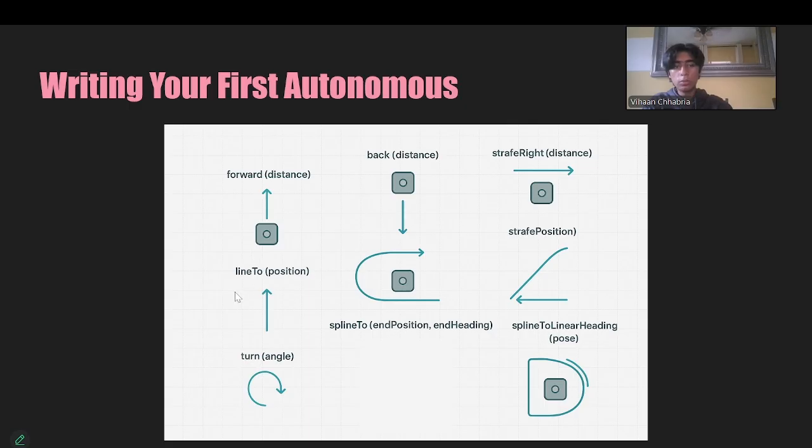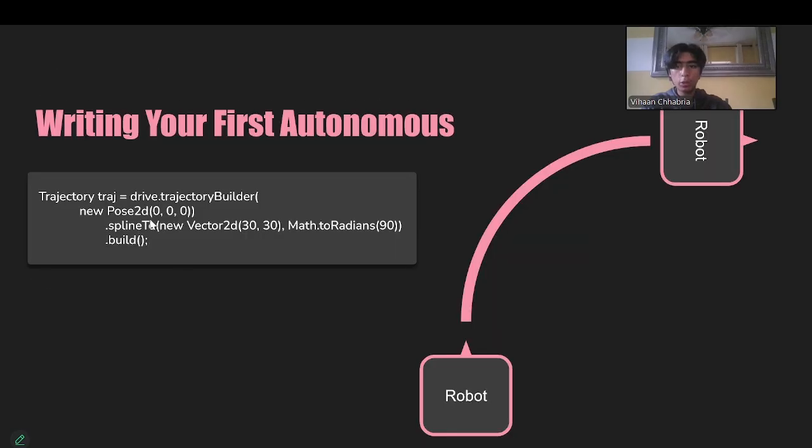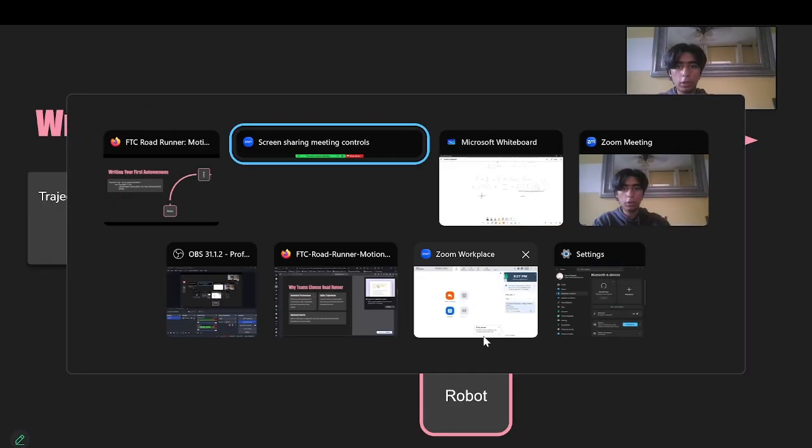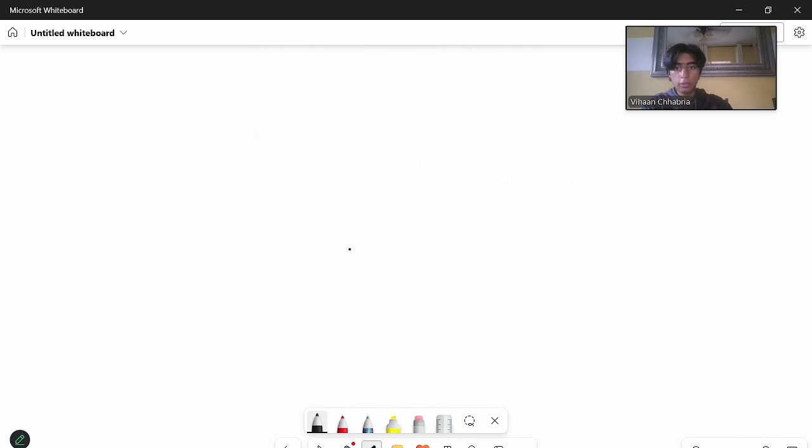The line2 function works the same way as spline, except instead of making this smooth path, it would go directly through. So if this is a robot and this is the spline trajectory, then the line2 function would just go straight to it.